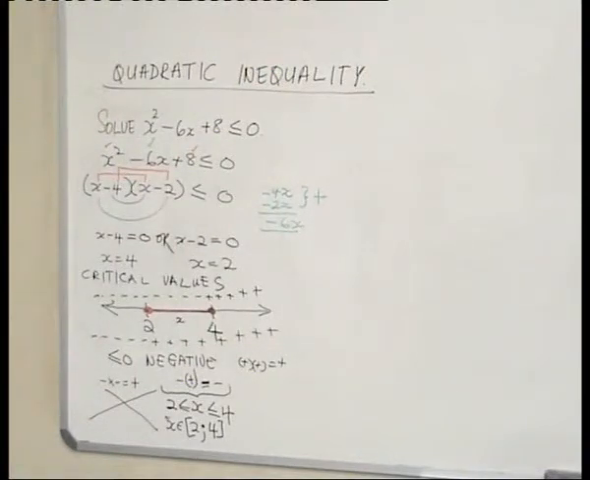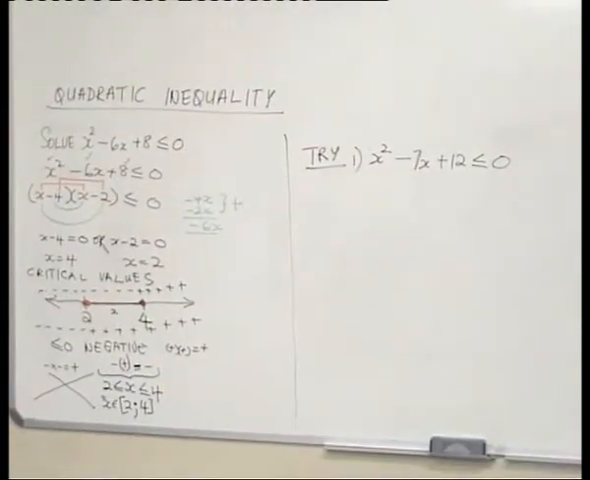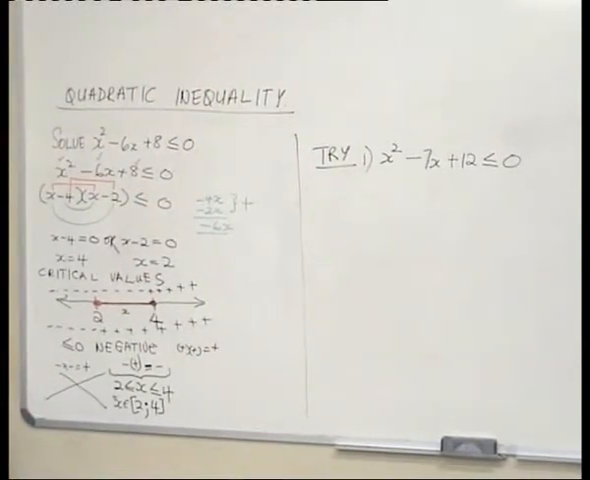The other way is you can draw a parabola. But I will not use that method today. I will just use this method over here of using a number line. Later on when we're doing the section on parabola, then we will use the parabola to solve quadratic inequalities. Alright, so what you can do is you can try an example. You can try number 1, which is saying x squared minus 7x plus 12 is less than or equal to 0.